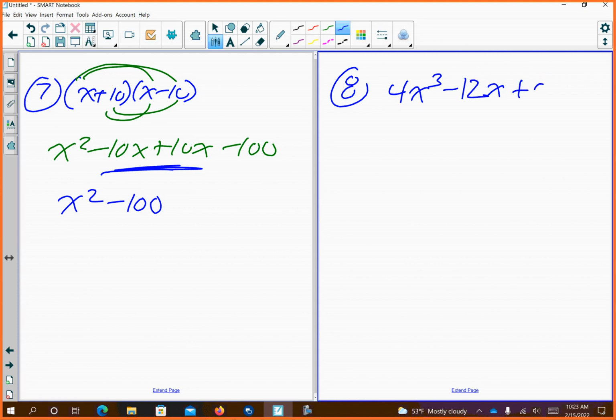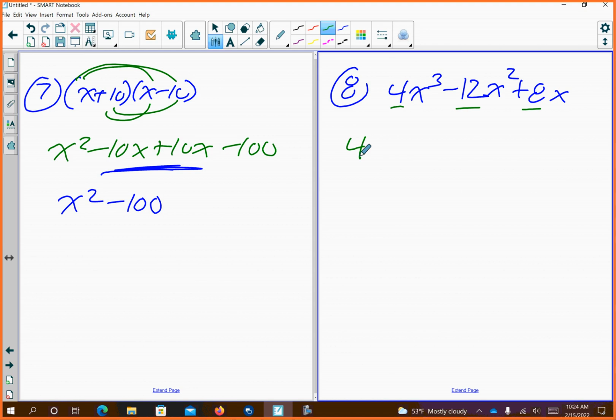Plus 8x. Oops, I forgot a squared. Okay, so first thing I want to look at: 4, 12, and 8. What's the biggest number that they all have in common? 4. 4 goes into 4 once. 4 goes into 12 3 times. 4 goes into 8 twice. Okay, so I have a 4 in common.